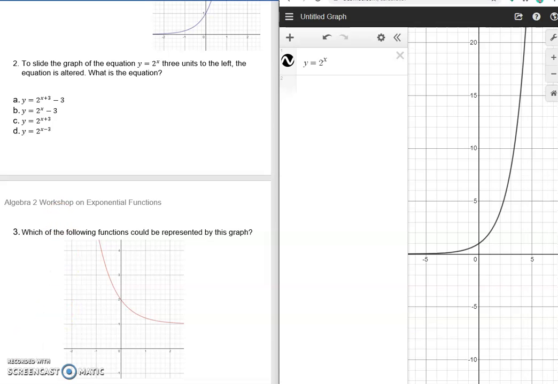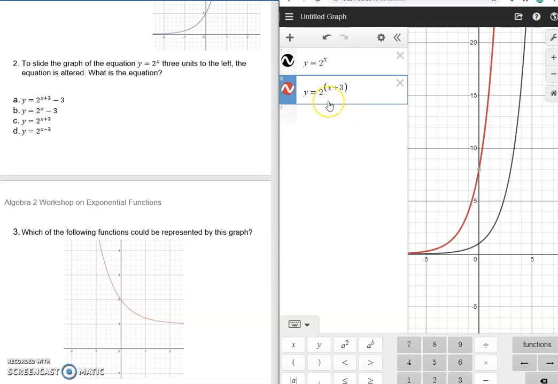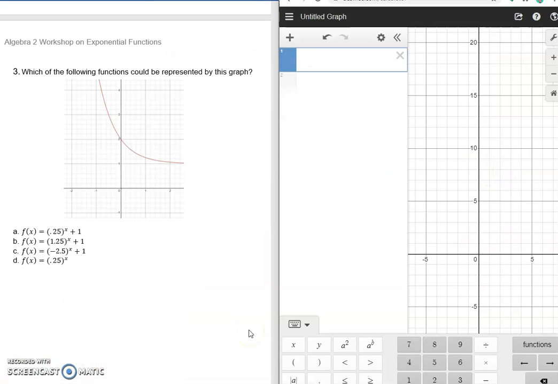So this one is the original graph, y equals 2 to the power of x. And this is our answer, letter C, which confirms our answer that it moved from this black line 3 units to the left. Question number 3. Which of the following functions could be represented by this graph? Before we plug this in on Desmos, let us already have our process of elimination.